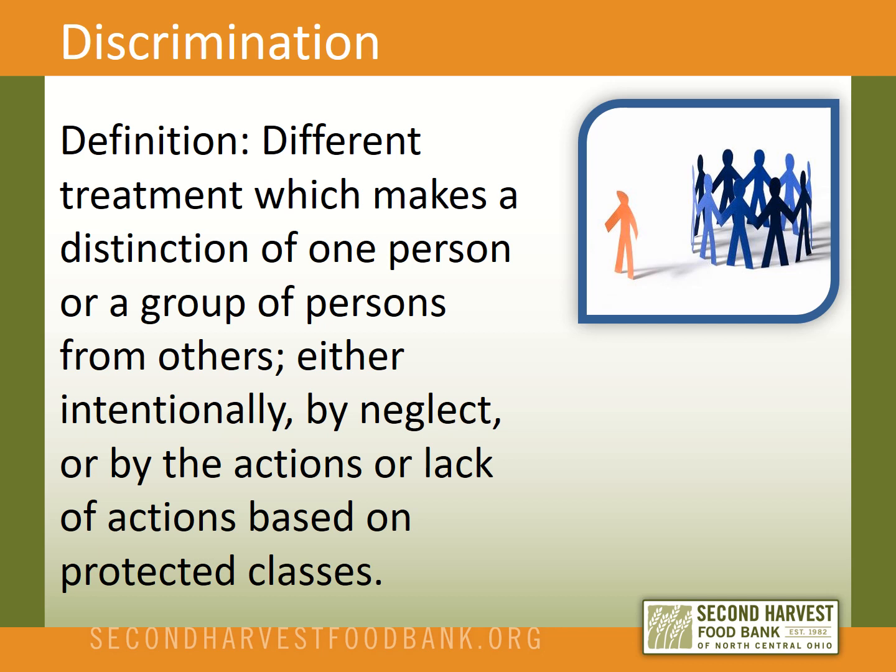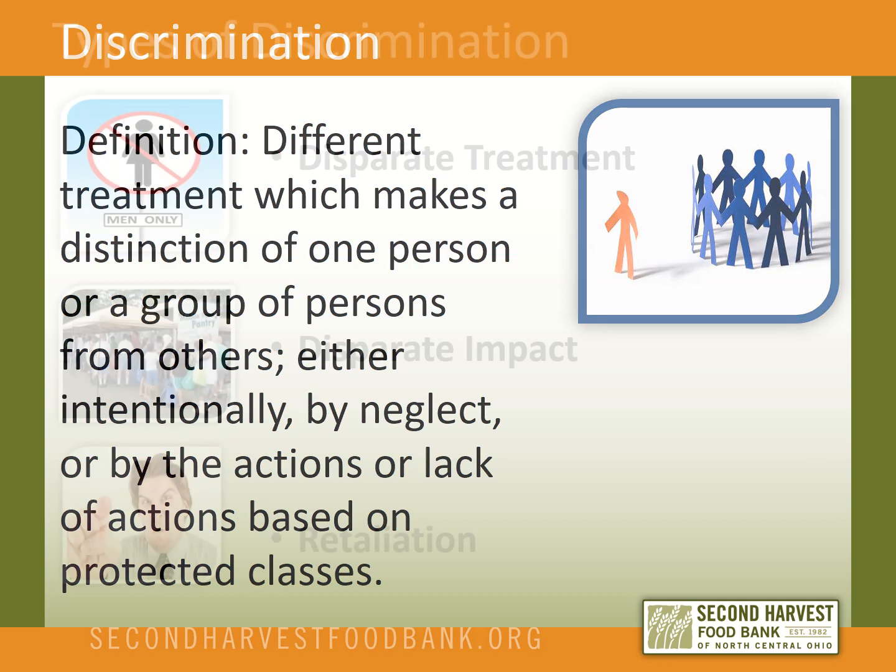Digging deeper into civil rights and what is discrimination. The definition of discrimination is different treatment which makes a distinction of one person or a group of persons from others, either intentionally by neglect or by the actions or lack of actions based on protected classes. While that might seem a little bit convoluted, we're going to describe the 3 types of discrimination.